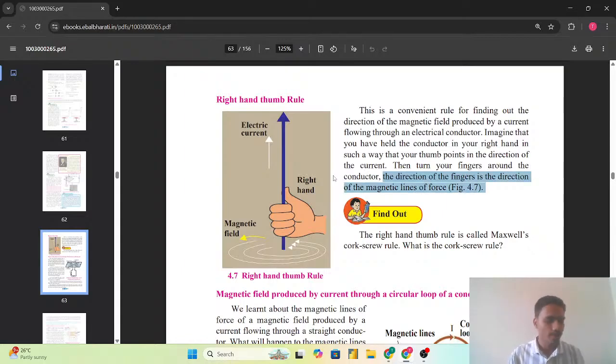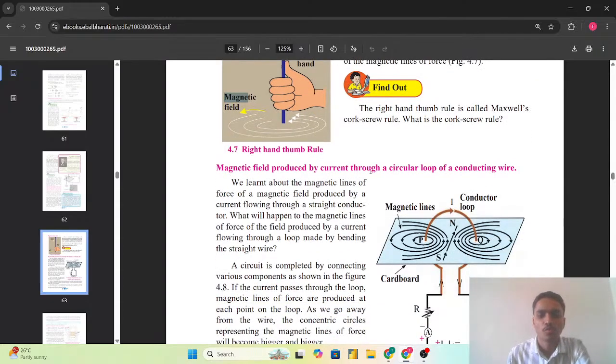So what they have told here is that we have to take a current carrying conductor and hold it in our right hand, as shown in this figure. The upward direction, that is the thumb direction, is showing the electric current, and the curled fingers are showing the magnetic field produced by the current carrying conductor.